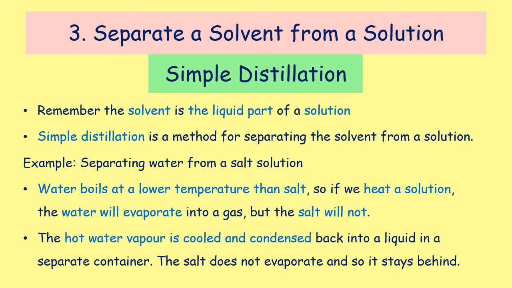If we want to obtain that liquid back again, what we need to do is cool that gas as it evaporates down. And we have a piece of equipment called a condenser that allows that to happen. And that piece of equipment is shown on the next slide.